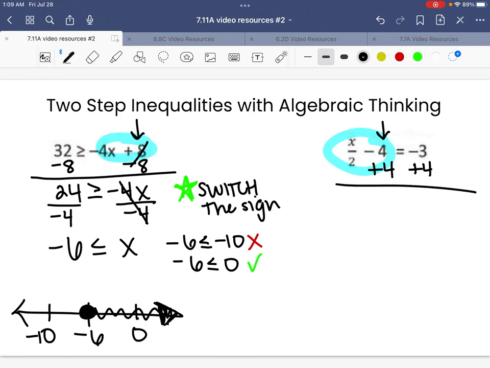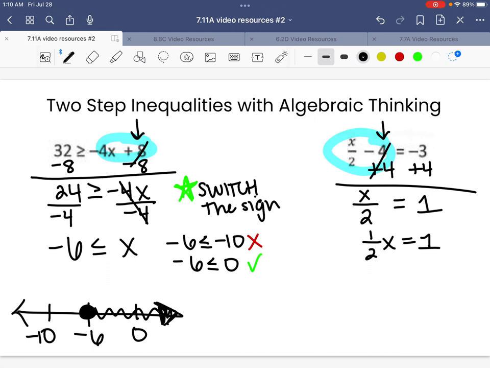in order to maintain balance. And I am left with x divided by 2. Negative 4 and positive 4 made 0. So all of this has to equal, well, negative 3 plus 4 is a positive 1. So because x is getting divided into 2 pieces, and that's equal to 1, I'm going to rewrite this and say that half of x is equal to 1 because they are the same thing.